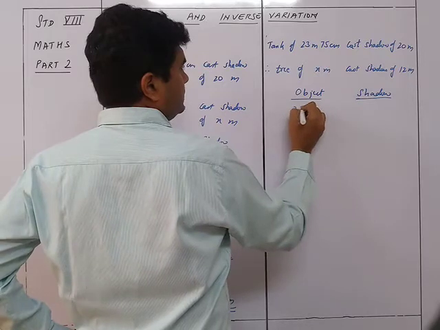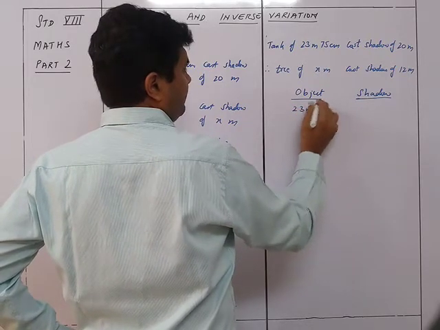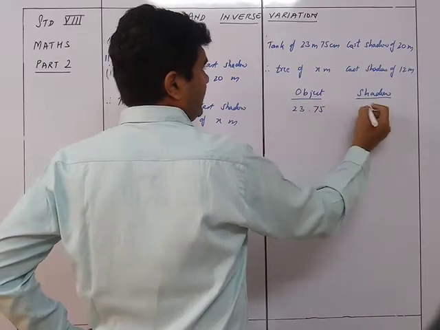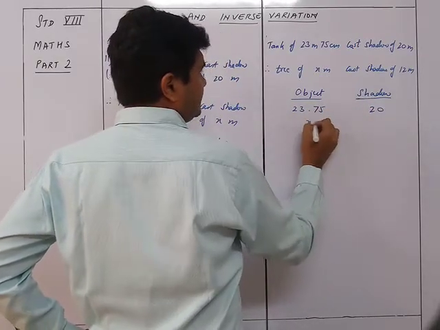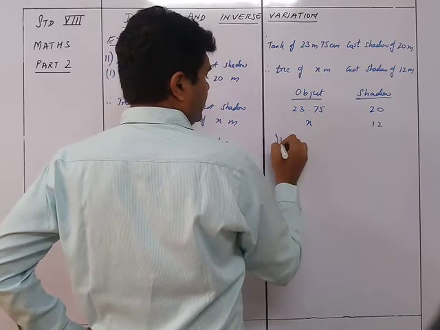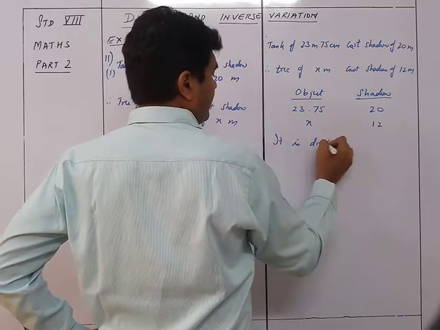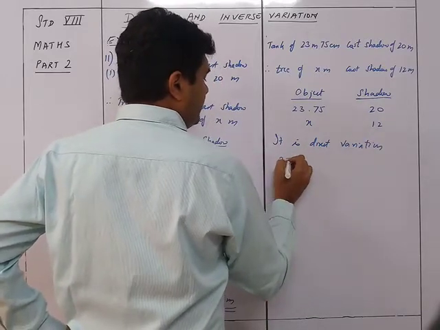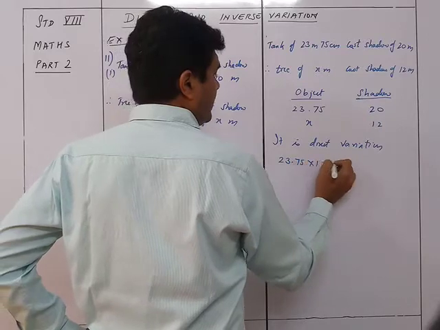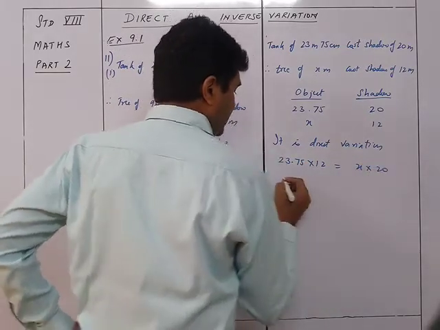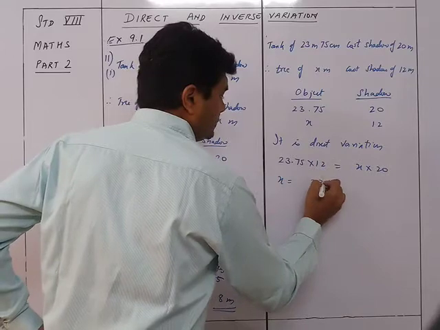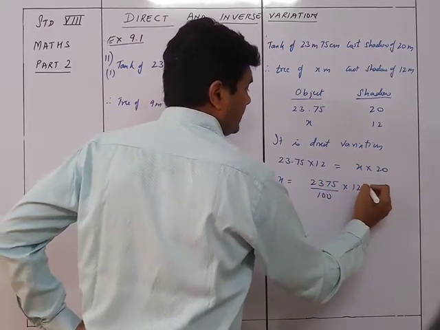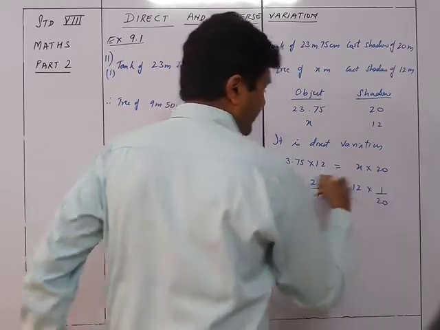Object is 23.75, we'll directly write it as, and this is 20, this is x, this is 12, it is direct variation. So it's 23.75 into 12 is equals to x into 20. So x is equals to 2375 upon 100 into 12 into 1 upon 20. 20 comes here.